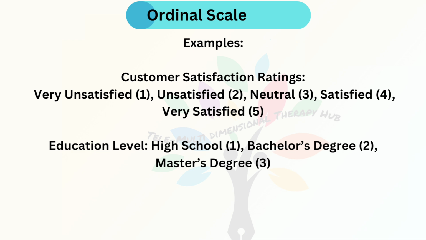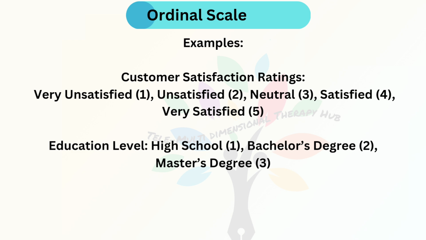For example, customer satisfaction ratings: very unsatisfied 1, unsatisfied 2, neutral 3, satisfied 4, and very satisfied 5. So why is it ordinal? Because the responses are ranked in order from least satisfied to most satisfied, but the gap between neutral and satisfied may not be the same as the gap between unsatisfied and neutral.